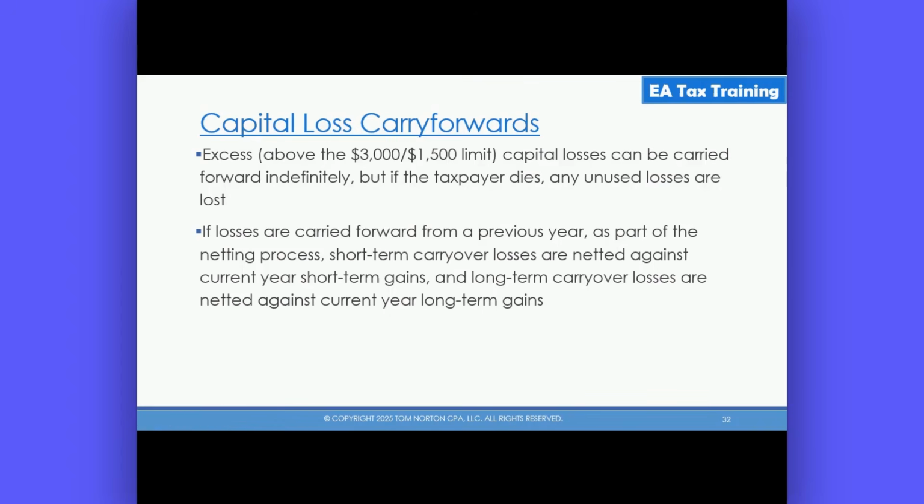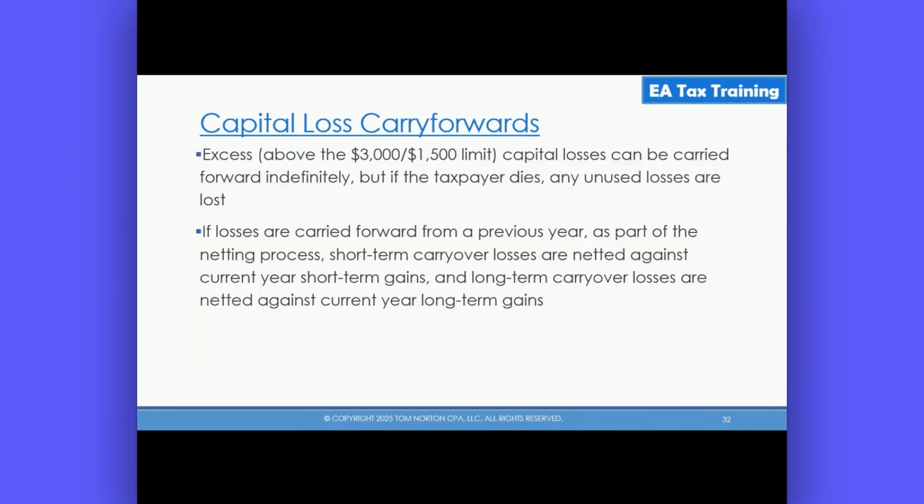So let's talk a minute about those capital loss carry forwards. Any amount that is above the $3,000 can be carried forward indefinitely. However, if the taxpayer dies, any unused losses are lost forever. So if you have, let's say, a $40,000 capital loss for the year, you are going to be limited to taking $3,000 this year. But you're going to have $37,000 that you can carry over to future years. And you can do that indefinitely for as long as you're still alive.